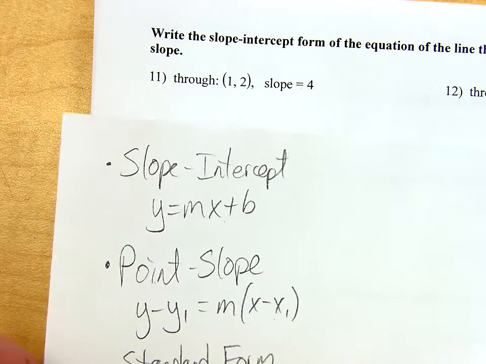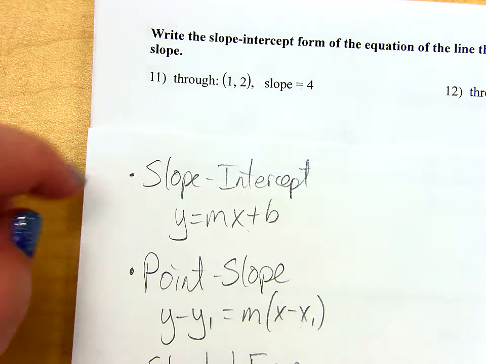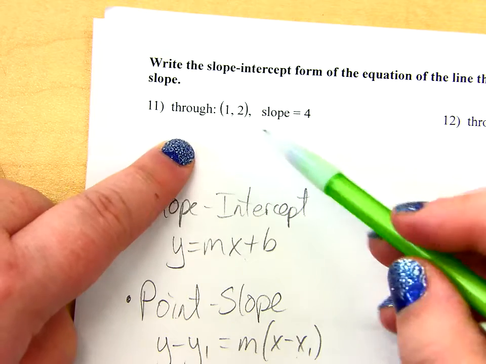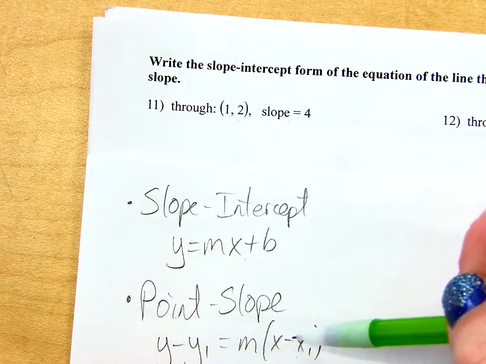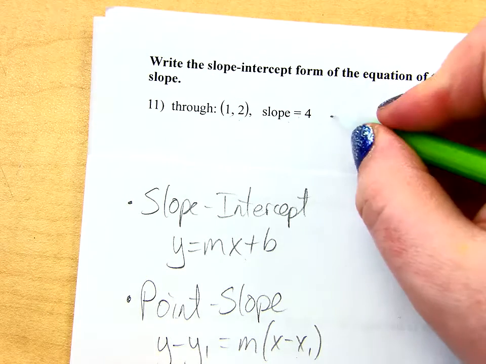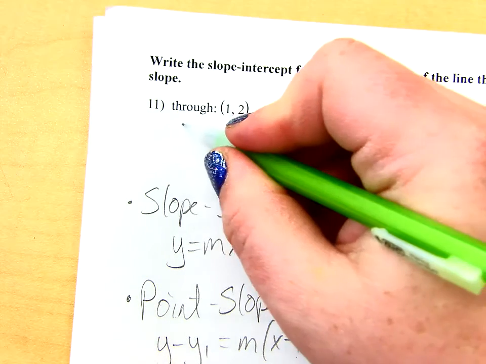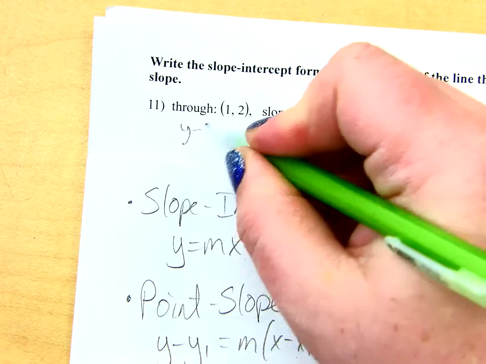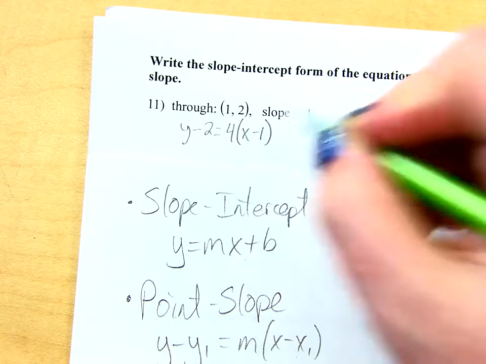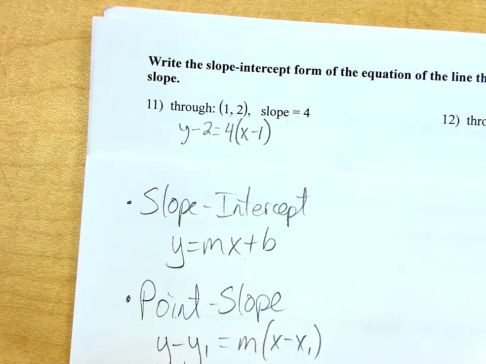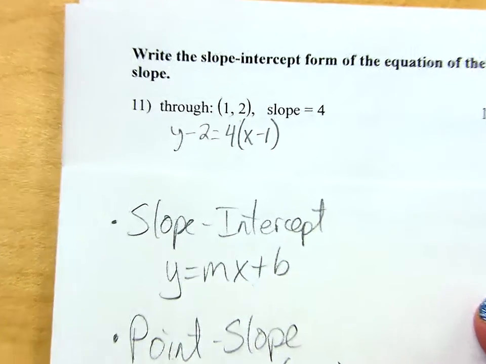Okay, so we're talking about writing equations of a line, and in this example they've given me a point and a slope. If I have a point and a slope, it makes sense to start off in point slope form. So if you write this correctly in point slope form, it should look like y minus 2 equals 4 times x minus 1. Was that okay? Is everybody all right knowing how to do that part?